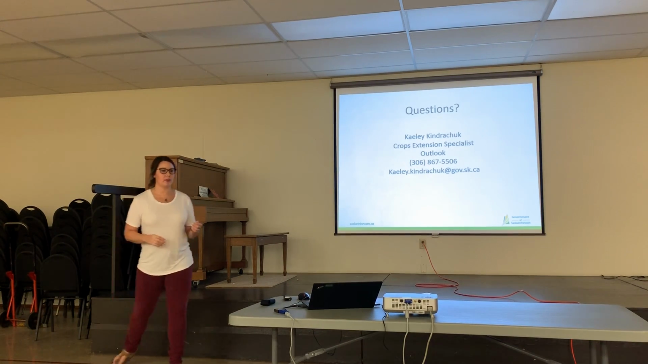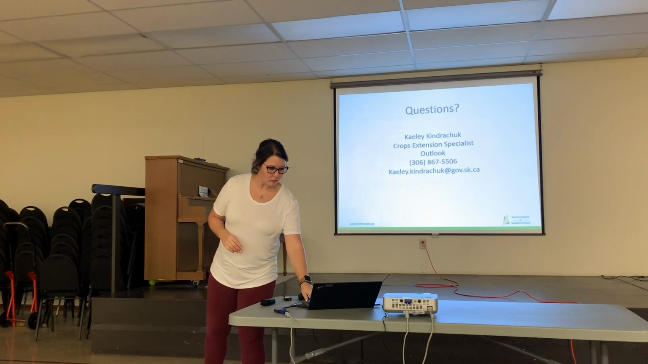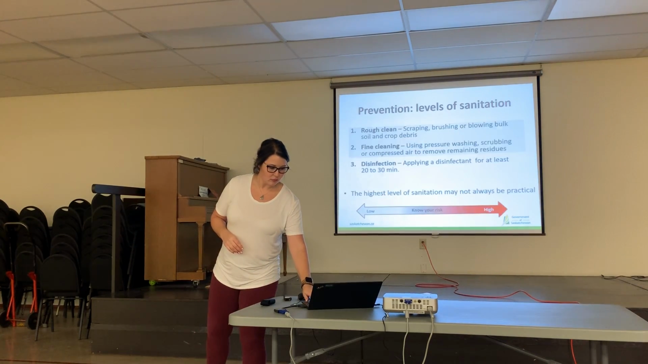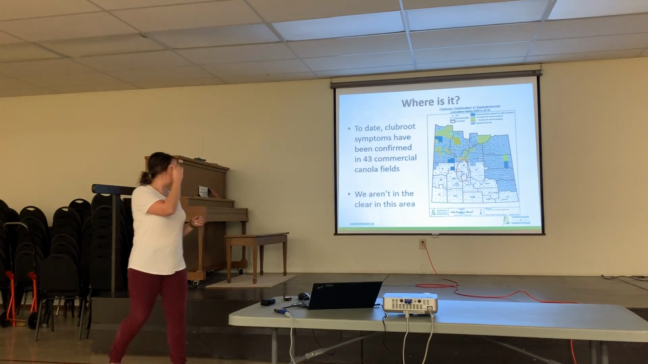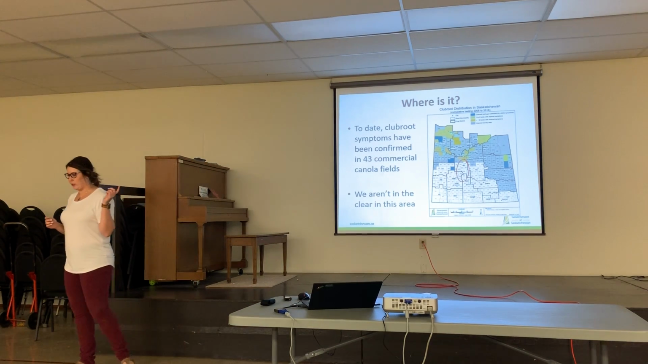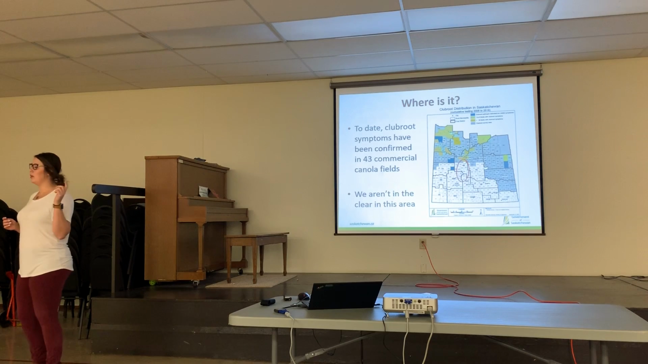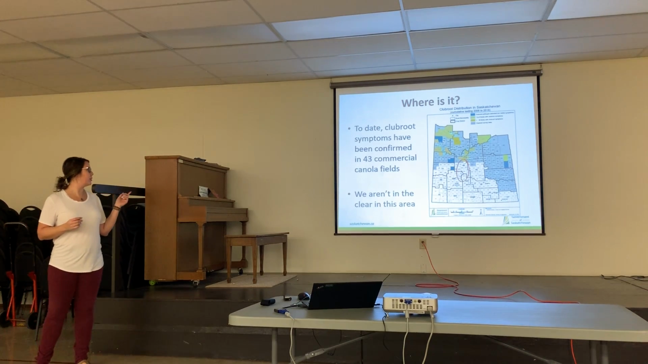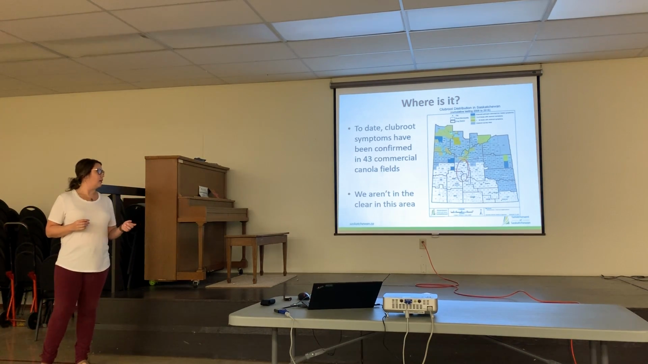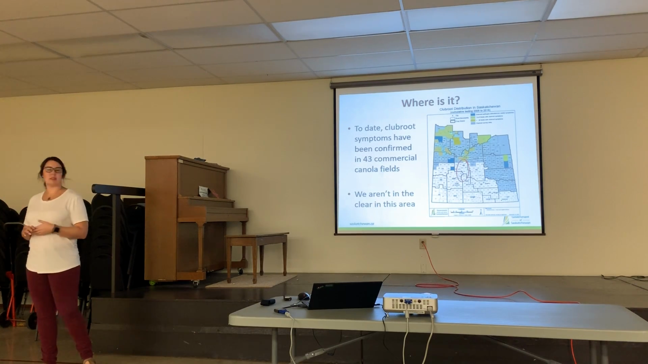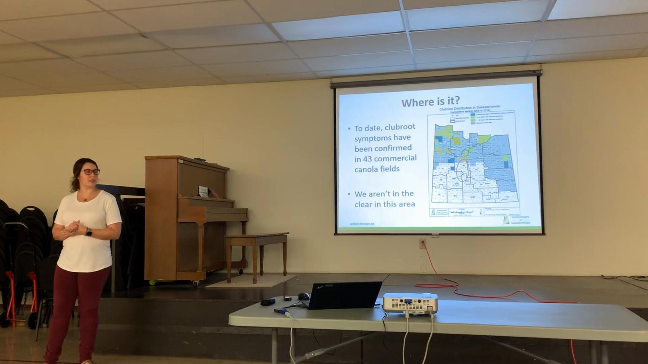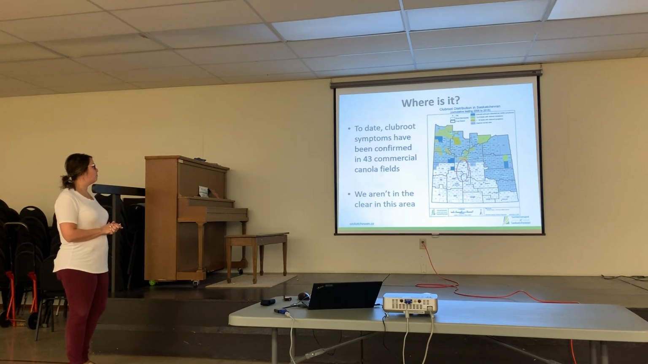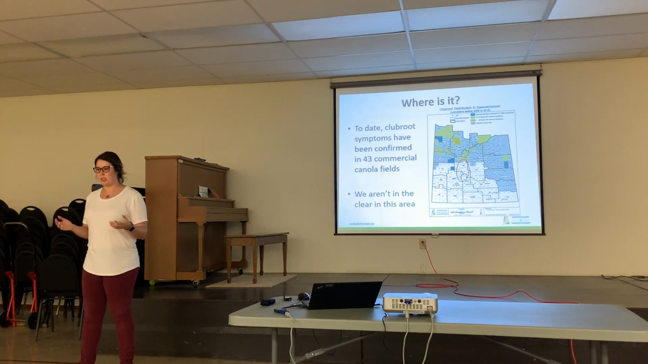Again, when we go back and look at this map, these are areas where there is a lot of canola grown. Some of these areas have oil and gas. Some of these areas are close to the border where clubroot has been found.